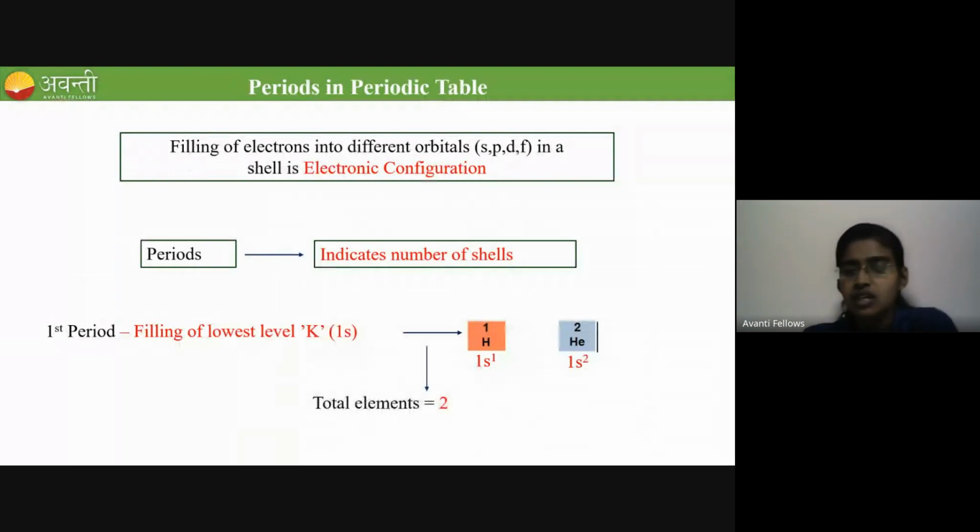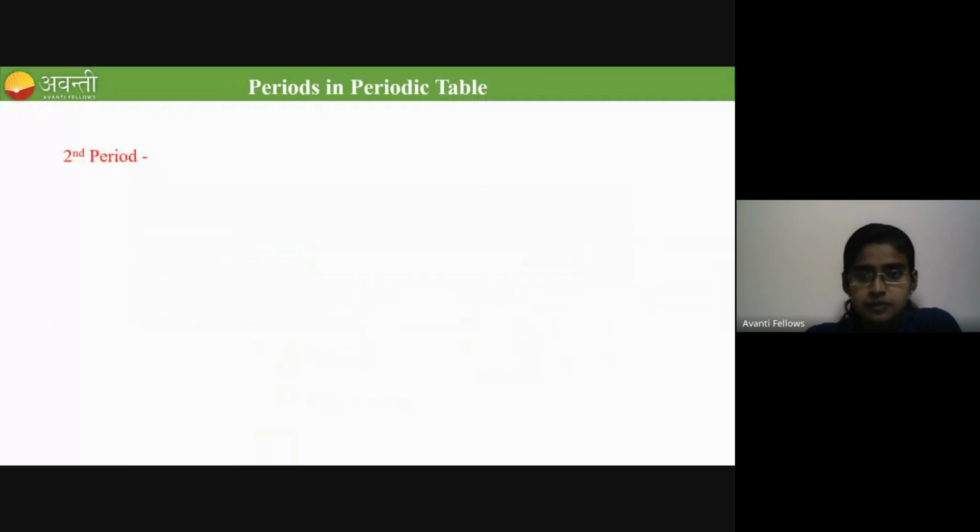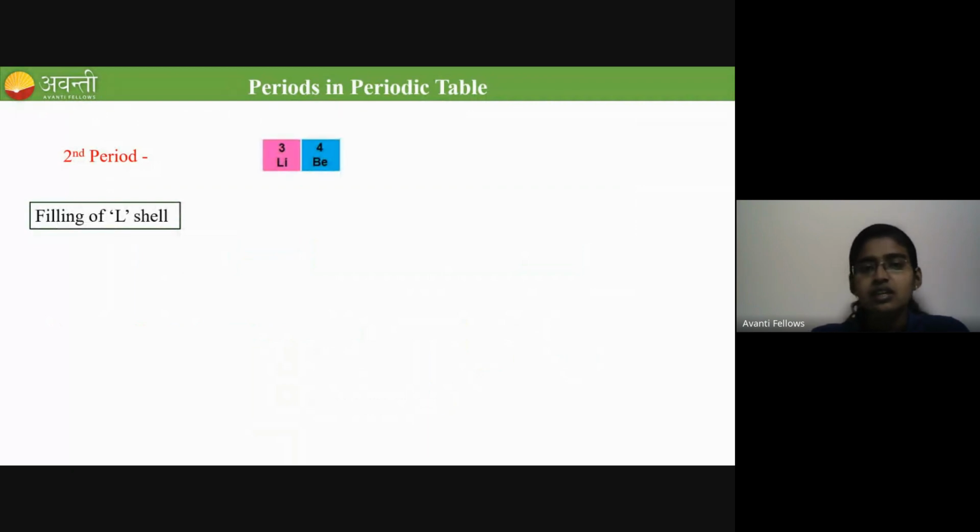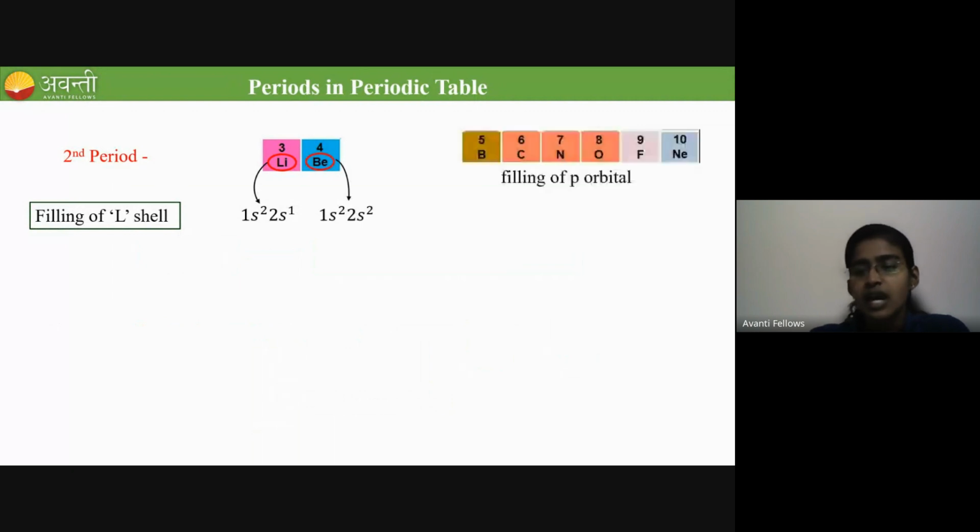Now coming to the second period. The second period is the filling of the L shell. So first K, then L. In the L shell, we have lithium and beryllium first. For lithium, the configuration is 1s2 2s1, and for beryllium, it is 1s2 2s2. And from boron till neon, these elements belong to one particular block, that's why it is given separately.